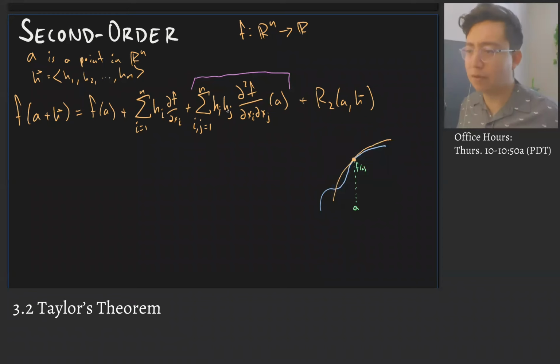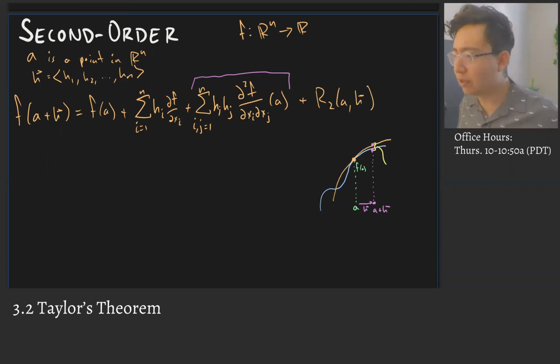But you'll notice the further away we get from a, the worse an approximation this gets. If you move over by h, this here is a plus h. Then you go up here. This is f of a plus h, and this is what these first three terms are giving us. These first three terms tell us this point up here, and of course the error term R2 is this little distance here.